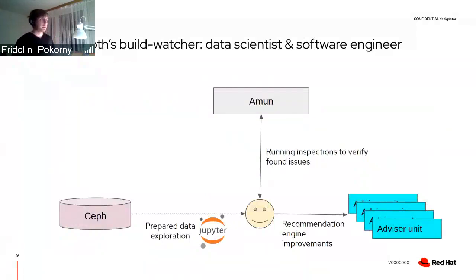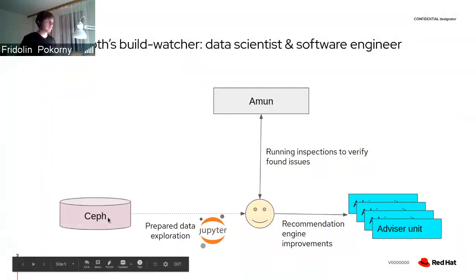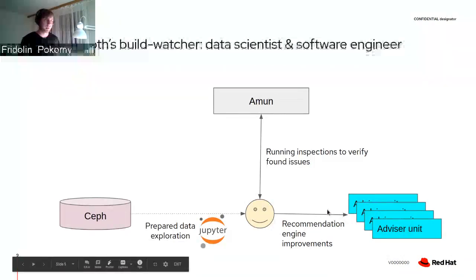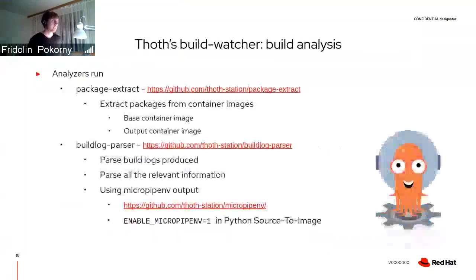Software engineers and data scientists can also benefit from another component, that is AMON. So if there's something wrong spotted on data that are present on Ceph, then there can be run AMON inspections to verify found issues or justify found issues, and additionally explore any other issues that can arrive with users' software stacks, and this can eventually again produce better recommendations, so we implement new advisor units.